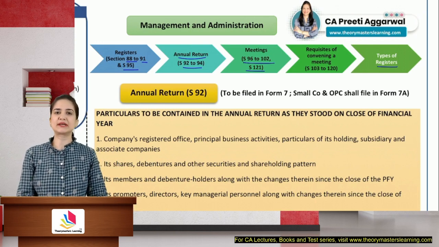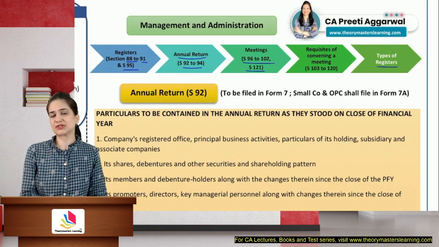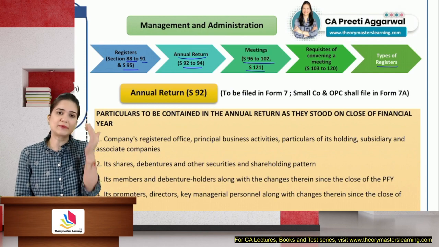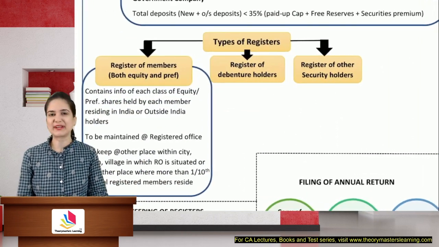Basically, this chapter contains provisions relating to conducting of meetings, various registers to be maintained, and what are the requirements for conducting a valid meeting. First, let us discuss the types of registers to be maintained by the company.